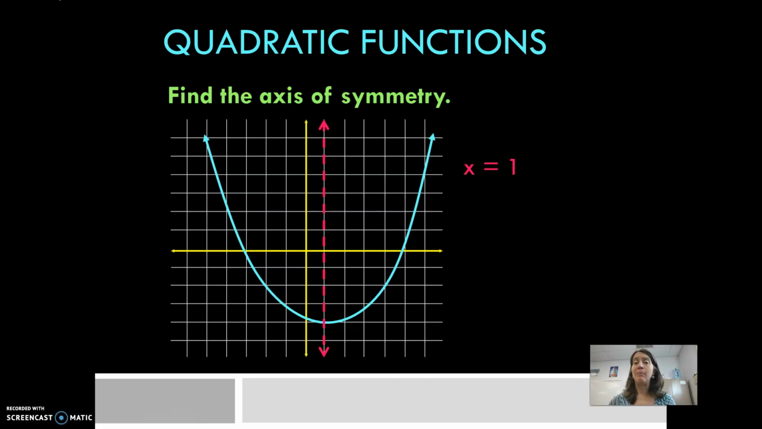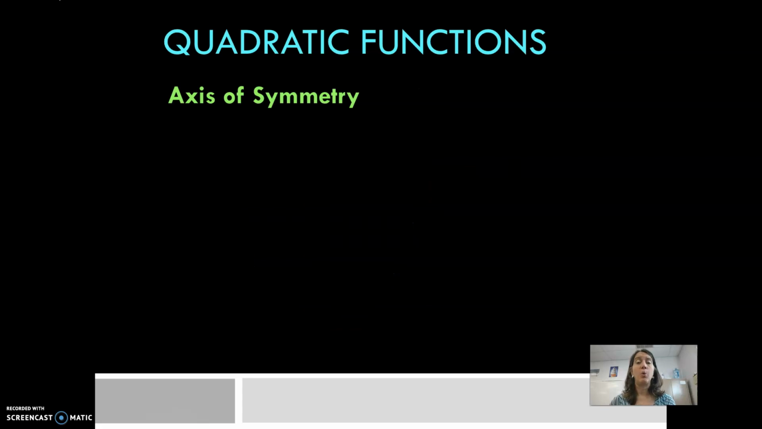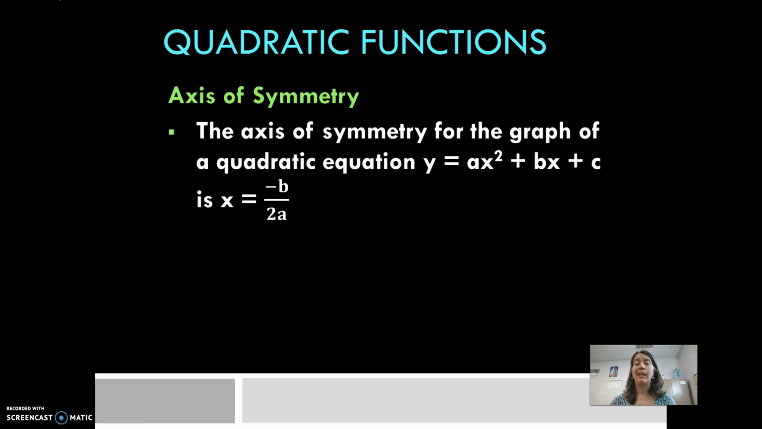Now, one last thing I had mentioned, the other way that we're going to do our axis of symmetry is if you're going to be given the equation. If you're given the equation, make sure you get down this bottom format that I have up here on the screen. It says x equals negative b over 2a. Notice the axis of symmetry is still going to be x equals something. It's always in that format where x equals something.